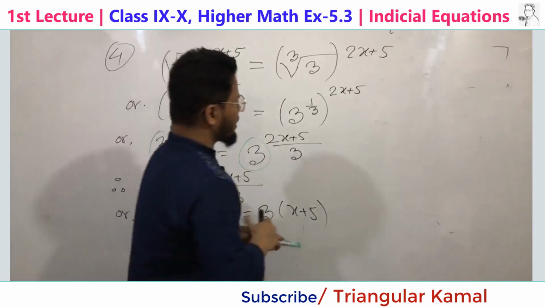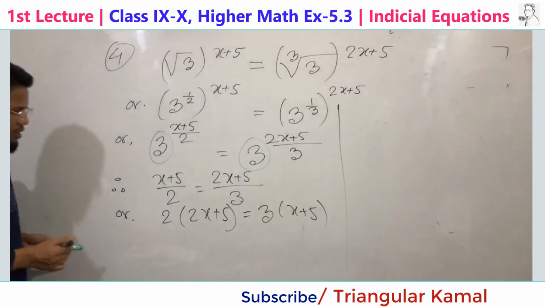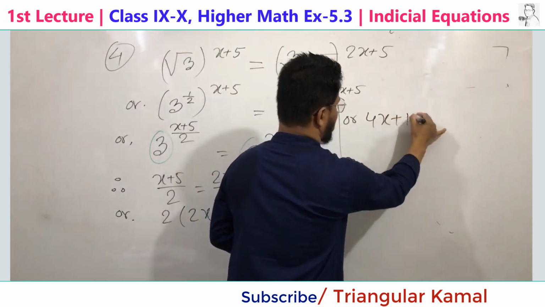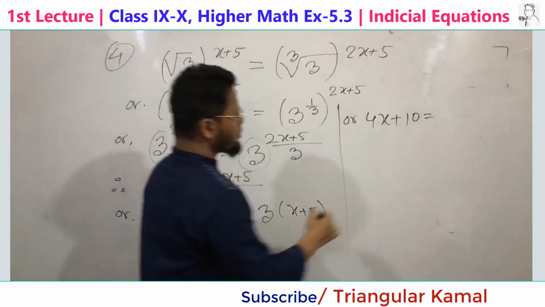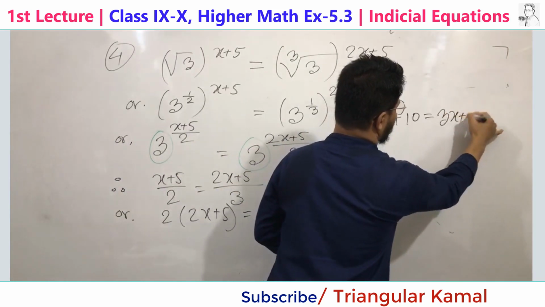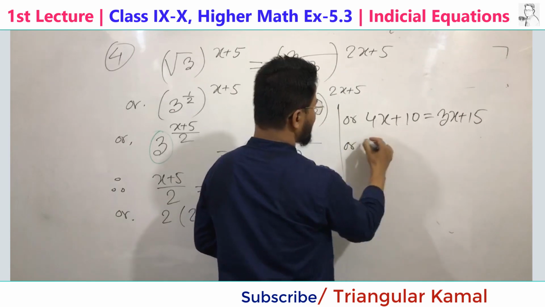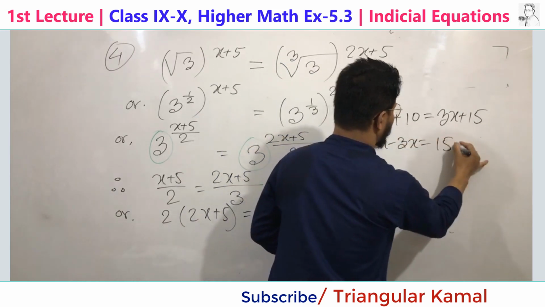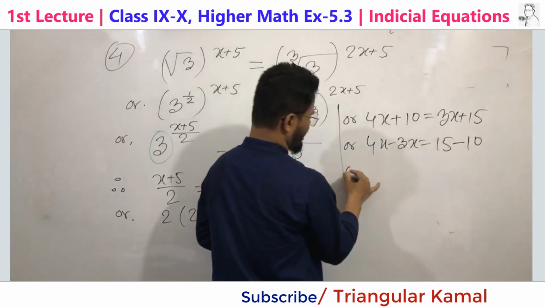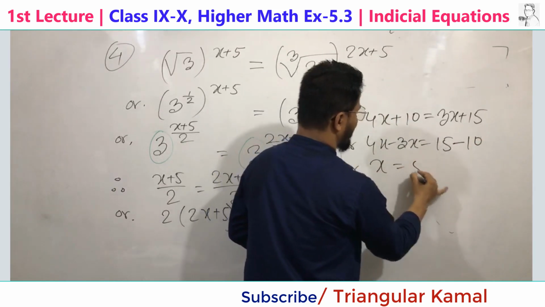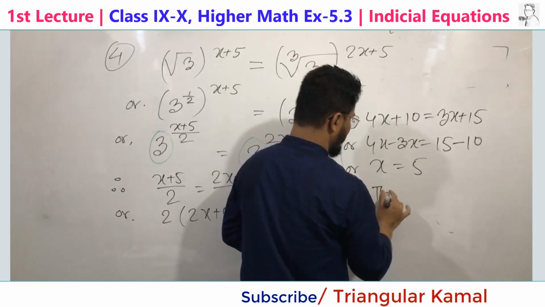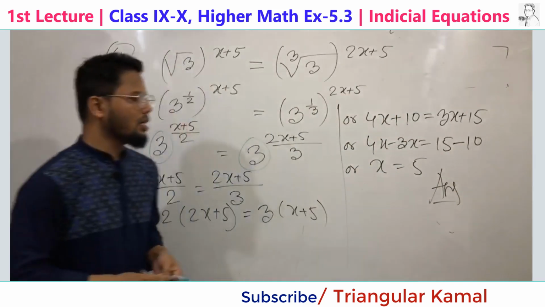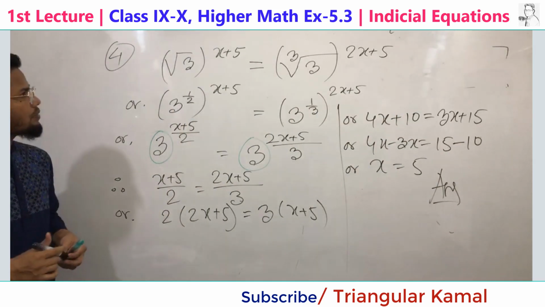So we can do this on the right side: 4x plus 10. This will be 4x plus 10 equals 3 times x plus 15, that is 3x plus 15. Now 4x minus 3x equals 15 minus 10, so x equals 5. So the required solution, and this is our answer: x equals 5.